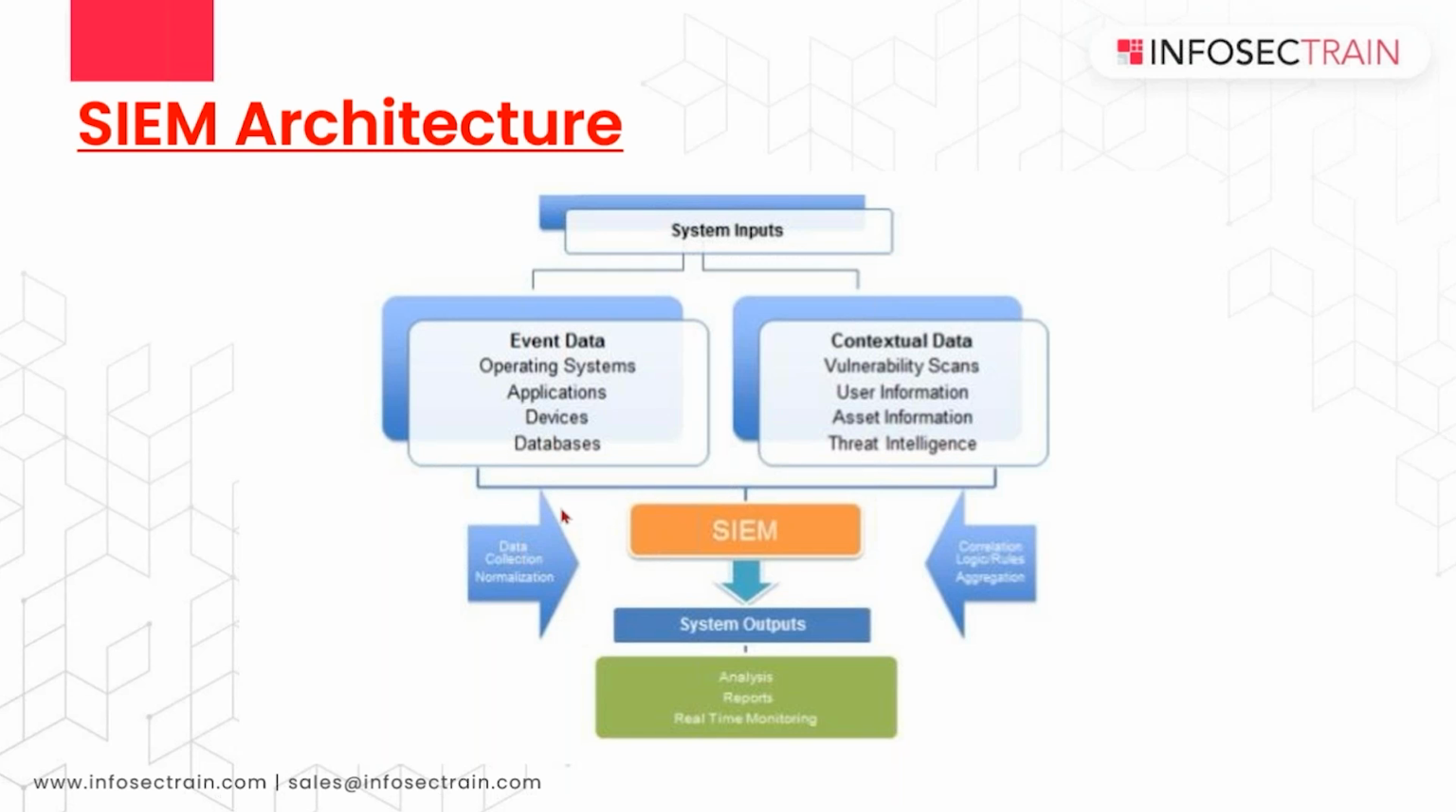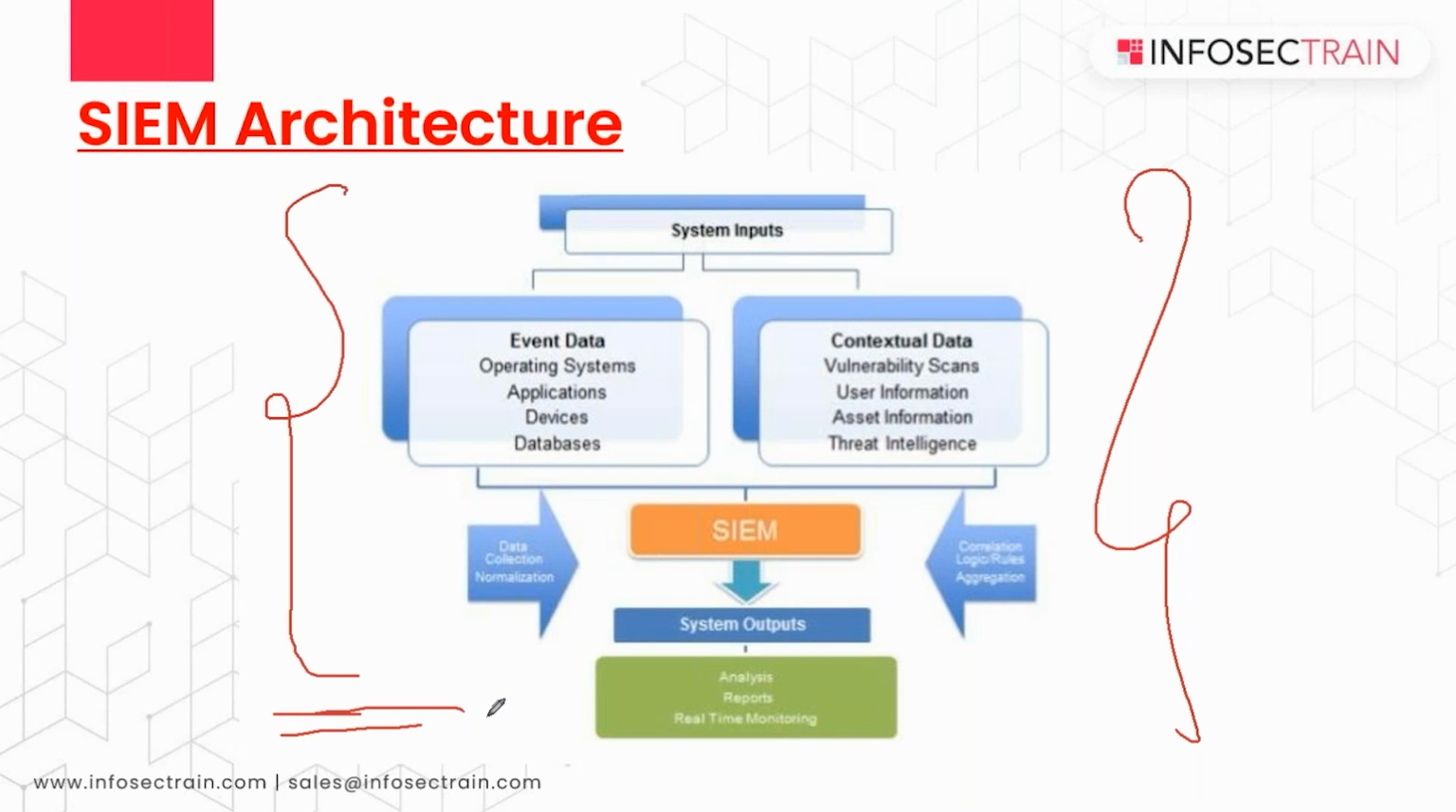So data is collected from different sources, and normalization is done, pretty much sorted. The data is aggregated and stored, and correlation logic rules are implemented in your SIEM, according to which we get the output in terms of analysis, we can create reports, and we do real-time monitoring. This is the architecture of your SIEM solution. Clear?